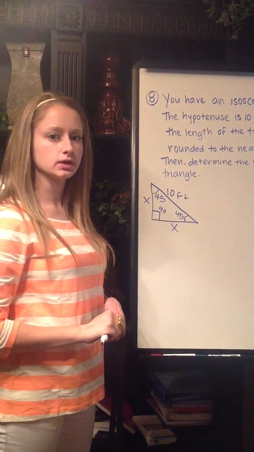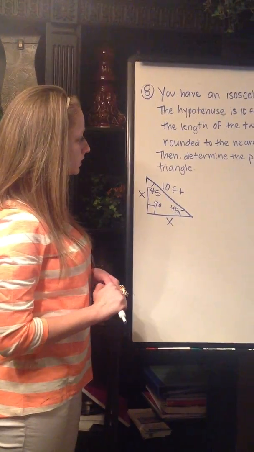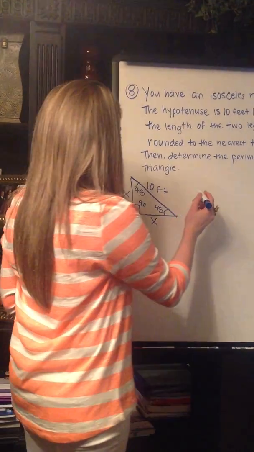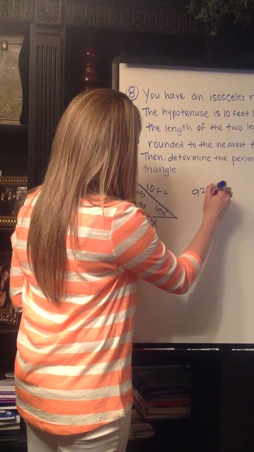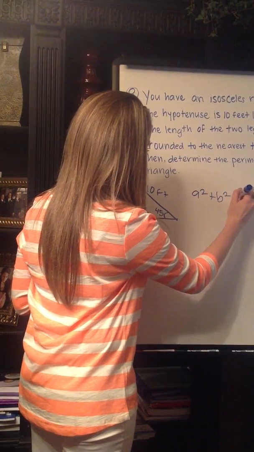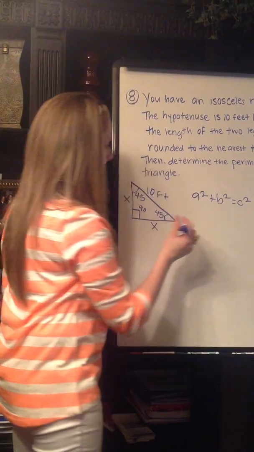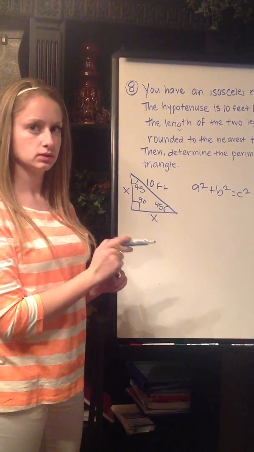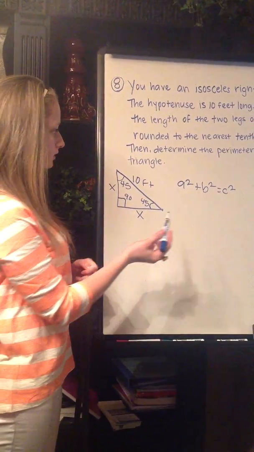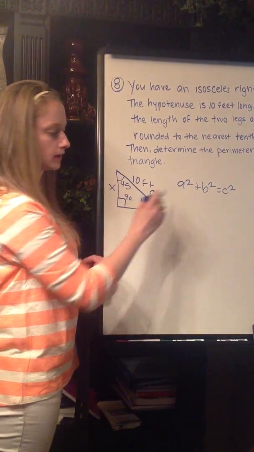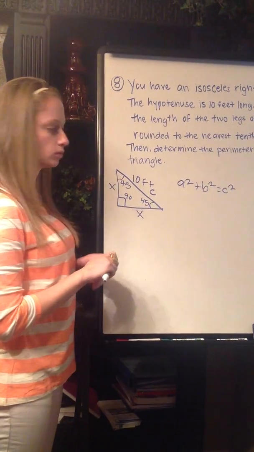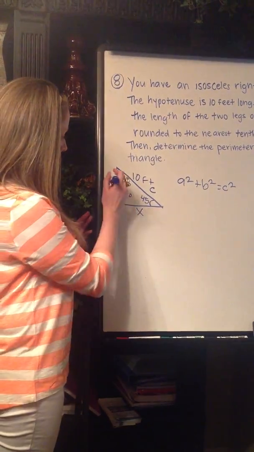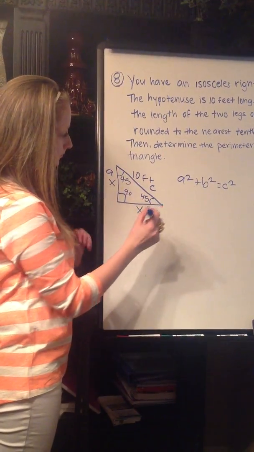Now the next thing that we need to do in solving this problem is to use the Pythagorean theorem. And the Pythagorean theorem states that a squared plus b squared equals c squared. The c is always the hypotenuse. So in looking at this triangle, our c would be 10 feet. And a and b are always the two legs, and it doesn't matter which leg you choose. So we use a and b.